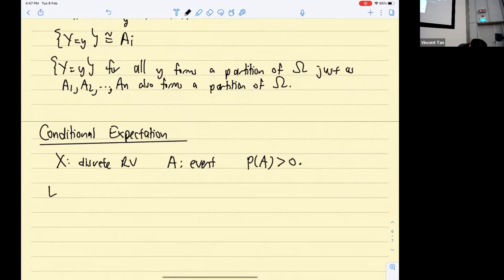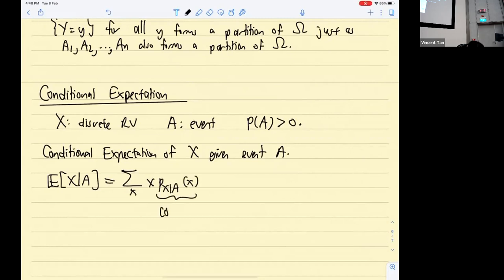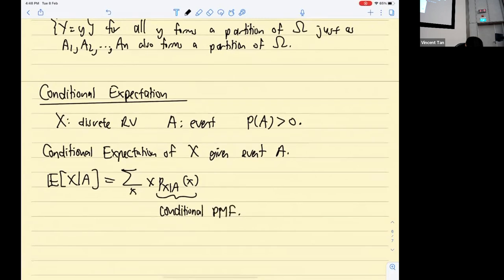Then we can talk about the conditional expectation of X. We can talk about conditional expectation of X given the event A. All right, what is the meaning of this? Well, given this notation, expectation value of X given event A is nothing but the sum over all possible values of x, x times P of X given A of x. This is the conditional probability mass function that we derived just now.